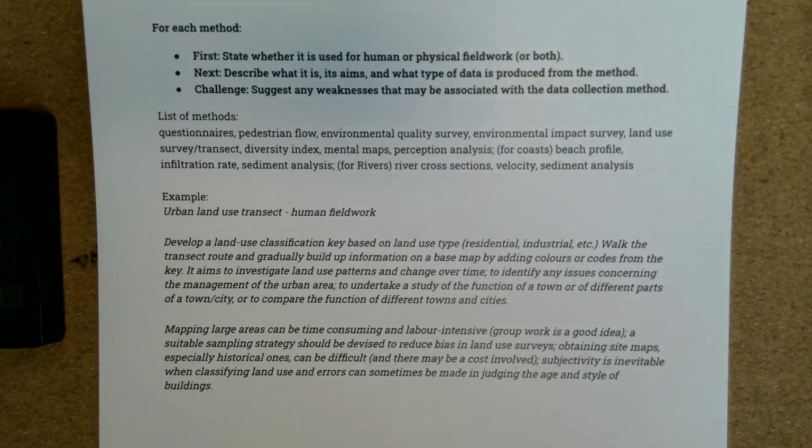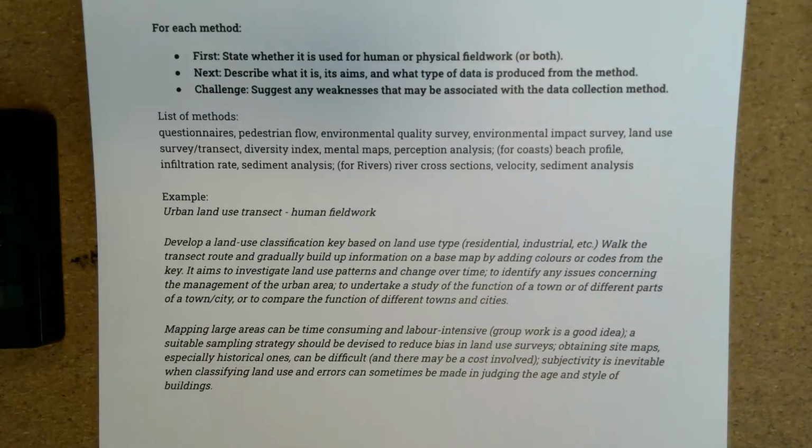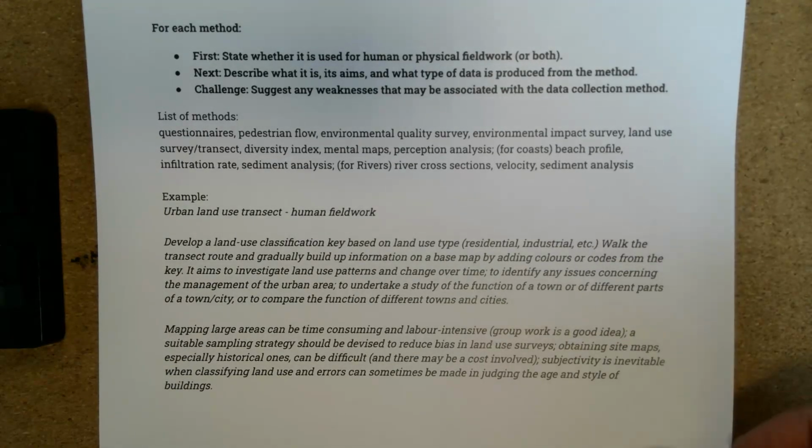Mapping large areas can be time-consuming and labour-intensive. Group work is a good idea. A suitable sampling strategy should be devised to reduce bias in land use surveys. Obtaining site maps, especially historical ones, can be difficult, and there may be a cost involved. Subjectivity is inevitable when classifying land use, and errors can sometimes be made in judging the age and style of buildings. There is a model that you could use to support you in doing a similar analysis of the data collection methods that you have used in your own investigation.